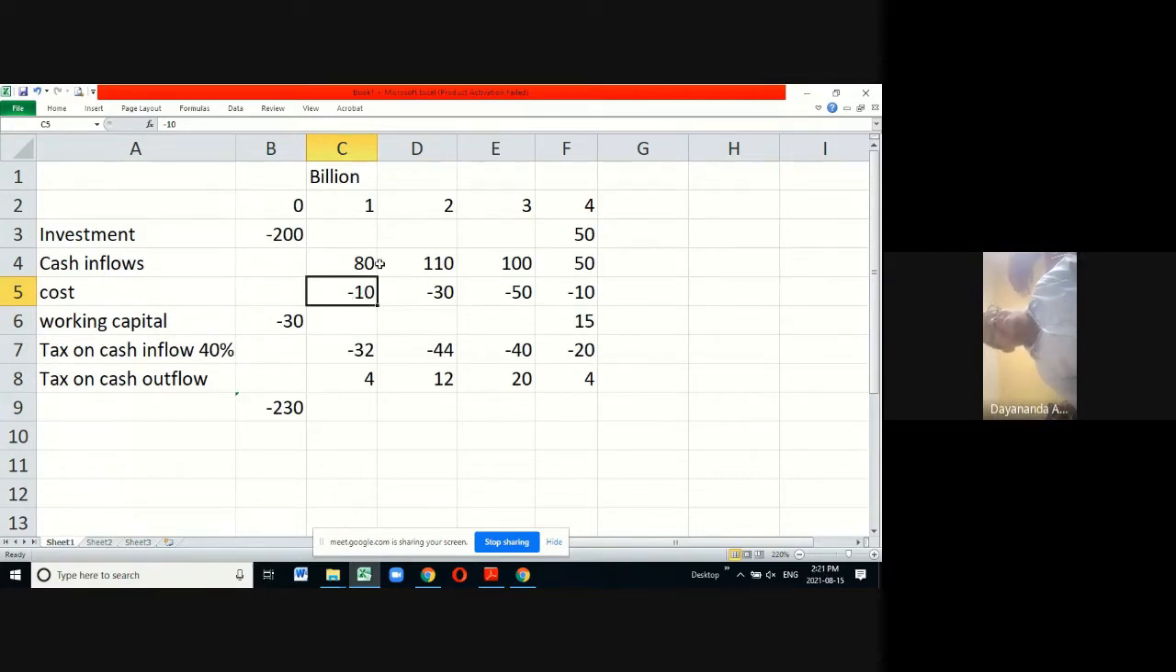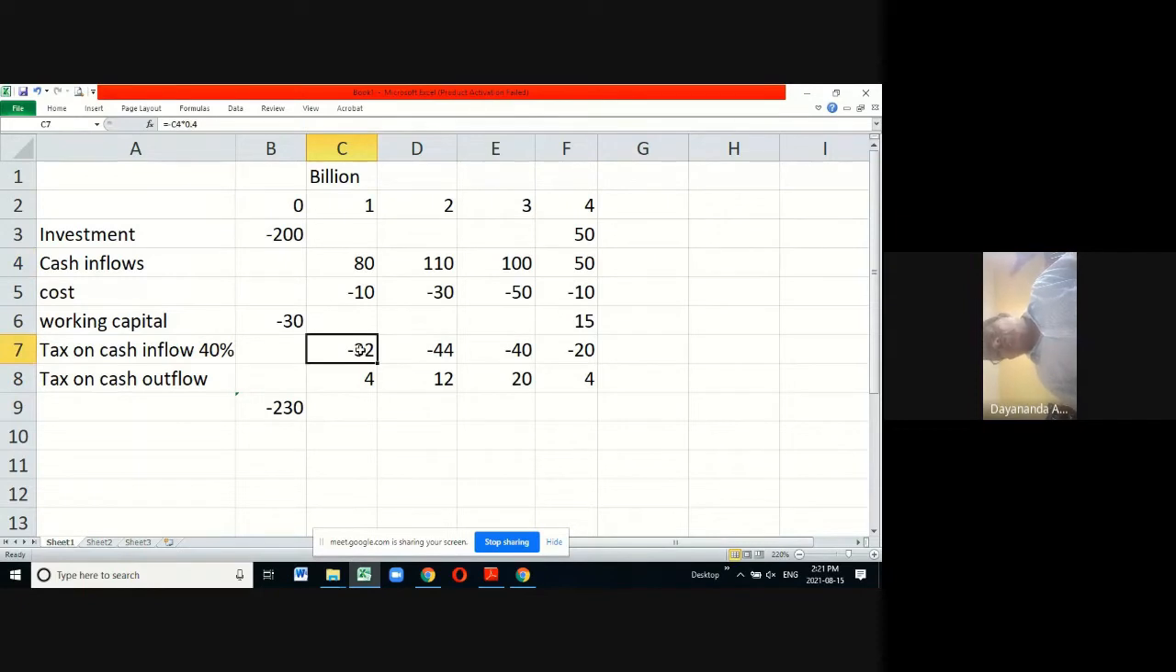In other words, when you earn 80, you spend 10. So your net income would be 70. So you have to pay tax on 70, not on 80. That's why I did it separately. I pay tax on 80 rupees, 32 rupees.